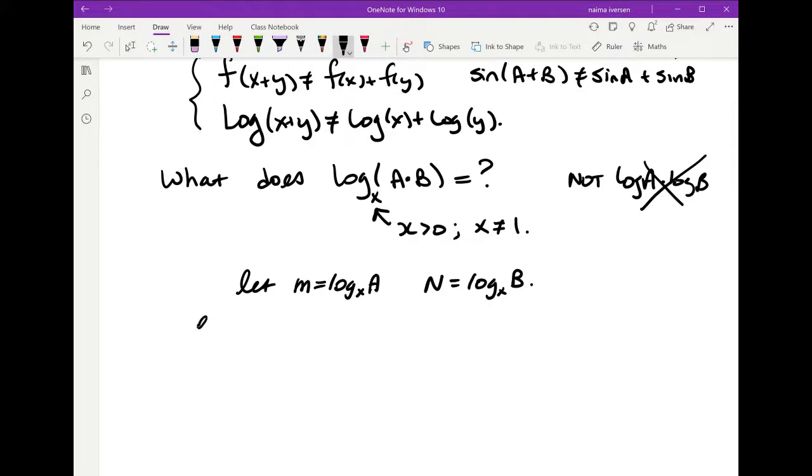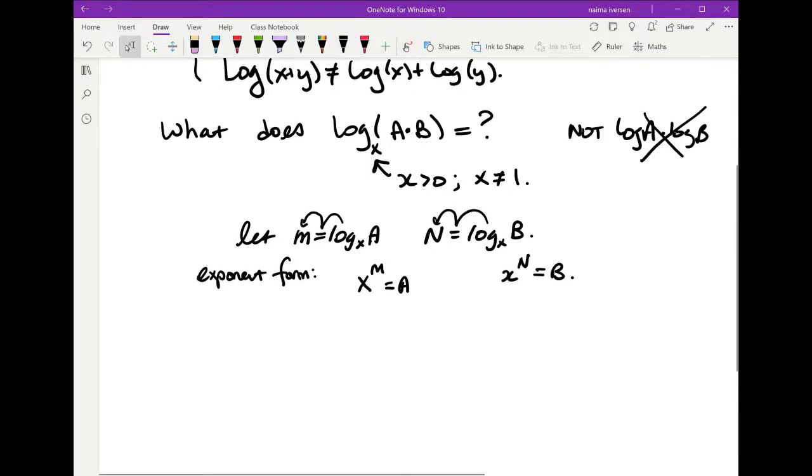If I change to exponent form, we ask ourselves what's the base, and the base in this case is x. What's the exponent? Logs are exponents, logs equal exponents, and then a is the leftover number. Just like in the other one, my base is x, logs are exponents, so x to the power of n is equal to b.